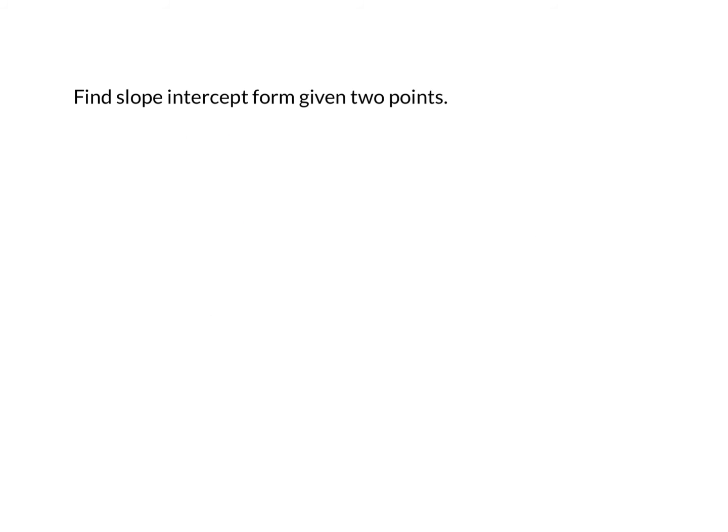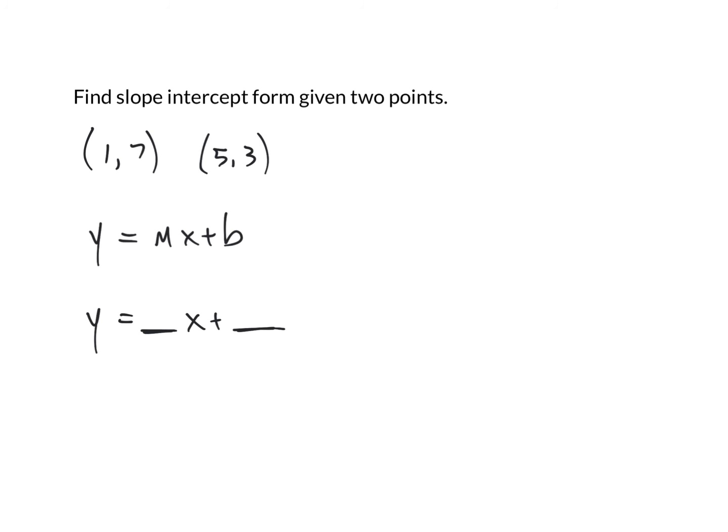One more thing in this section is we want to be able to find slope-intercept form given 2 points. So let's say they give us 2 points. Let's say our 2 points are (1, 7) and (5, 3). And we want to write an equation in slope-intercept form. y is equal to mx plus b. Well, as we discussed before, there's 2 pieces of information I need to find to write slope-intercept form. I need slope, and I need the y-intercept. Let's start by finding slope.